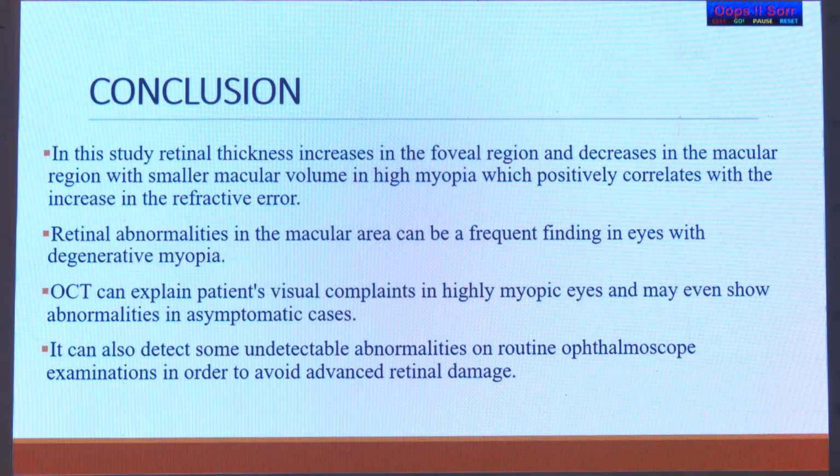And coming on to the last. In this study, the retinal thickness increases in the foveal region and decreases in the macular region. Retinal abnormalities in the macular area can be a frequent finding in eyes with degenerative myopia. OCT can explain the patient's visual complaints in the highly myopic eye and may even show abnormalities in asymptomatic cases. It can also detect some abnormalities undetectable on routine ophthalmoscope examination, in order to avoid advanced retinal damage. Thank you.